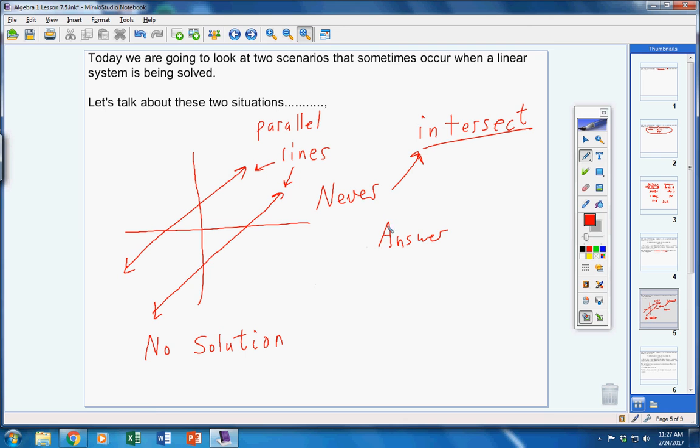So, there's a scenario that occurs when two lines are parallel that the linear system simply has no solution. In other words, there's no ordered pair that satisfies the linear system. There is no ordered pair that works. Okay? Does everybody see that? So one situation is when you have no solution, and this occurs when the two lines are parallel.